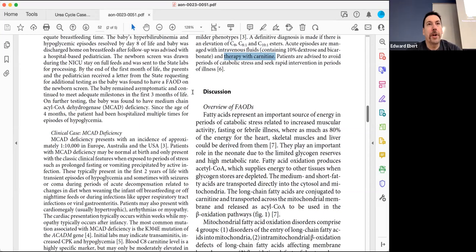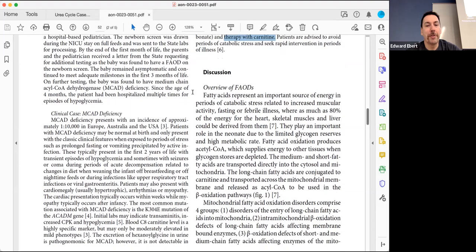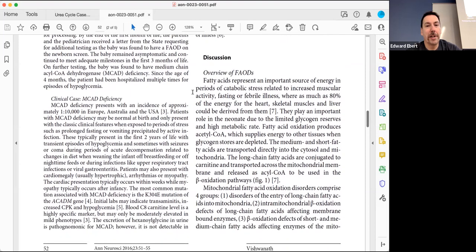The carnitine should help get fatty acids into the mitochondria for metabolism. So even if we're not getting all the medium chain ones in there, maybe it's a carnitine deficiency, we'll at least get the other fatty acids in there as well, to try and compensate. All right.